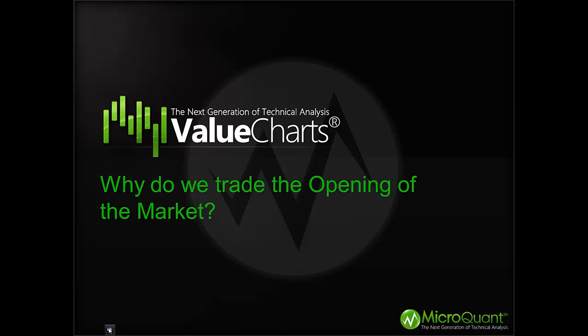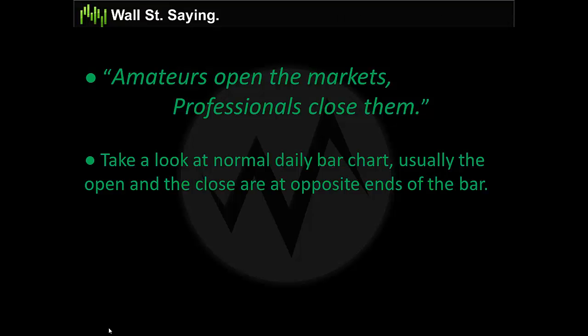So why do we trade the opening of the market? We have a saying on Wall Street: amateurs open the markets, professionals close them. The long and the short of it is, the reason we trade the opening of the markets is there are lots of opportunities to take advantage of individual retail investors that don't know any better. If you take a look at a normal daily bar chart, usually the open and the close are at the opposite ends of the bar. I'd say roughly 2/3 of the time the setup is like that.